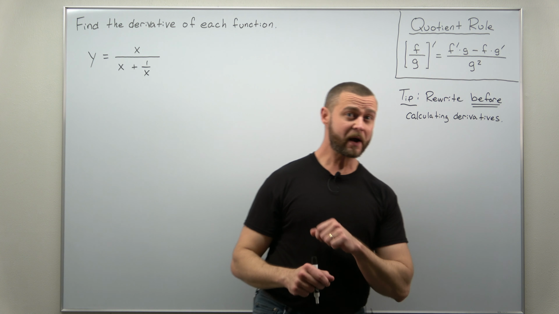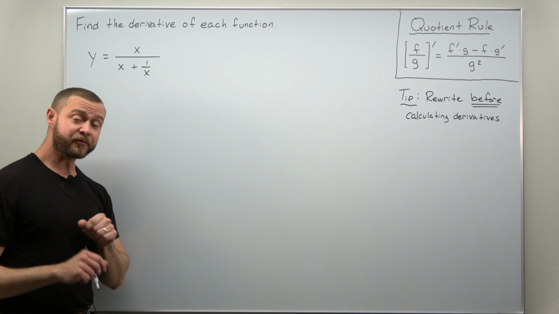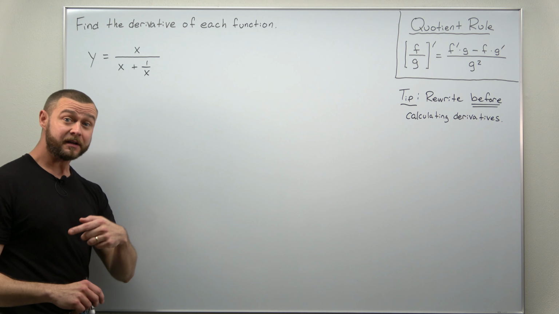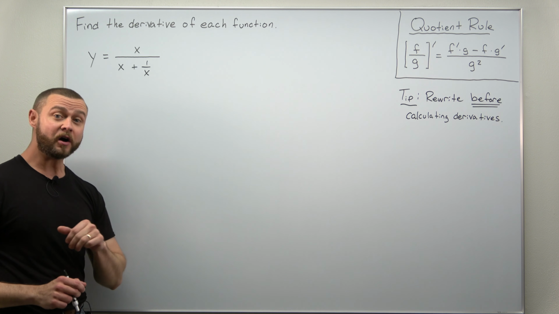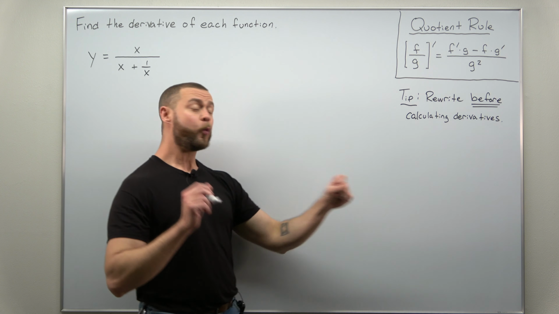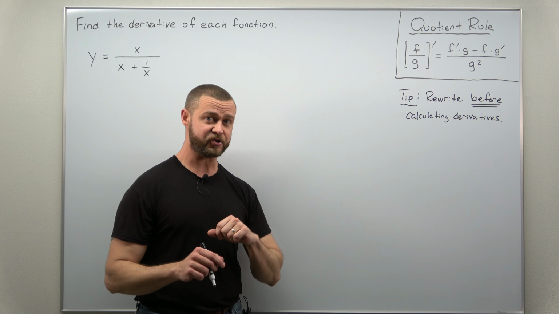We're going to take a look at a really good quotient rule question. This is kind of a trick question because the way it's written, you have a fraction within a fraction. And you might be tempted to use the quotient rule while using the quotient rule. It's not wrong to do that, but we're going to use one of our tips. We're going to rewrite before we differentiate.